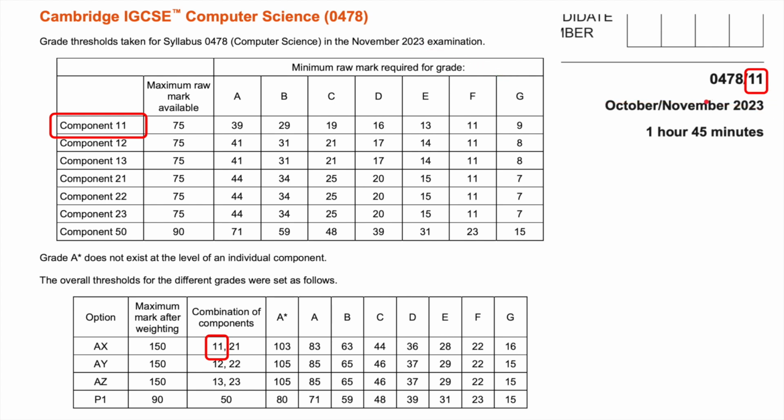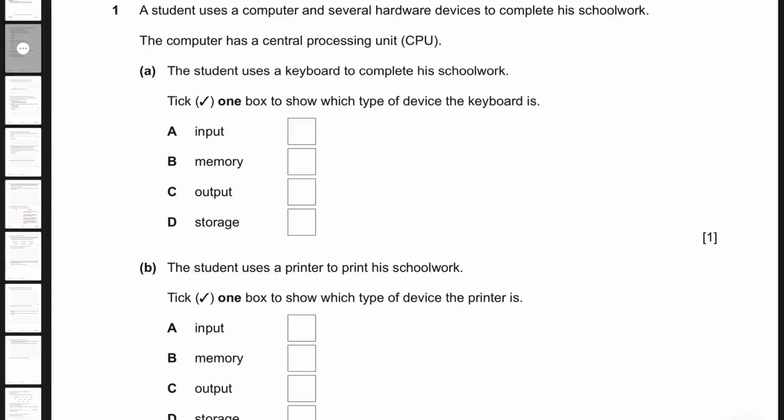I'm looking at component 1.1, as you can see here. The maximum marks were 75, as I mentioned. You would combine component 1 with component 2 down here, 1.1 and 2.1, paper 1, paper 2. If you were getting over 103 marks out of 150, you'd be looking at an A star. So realistically, you only need about 69-70% to get an A star on this paper. Just to warn you, it is quite a tough paper in parts. So let's get started, starting with question 1.